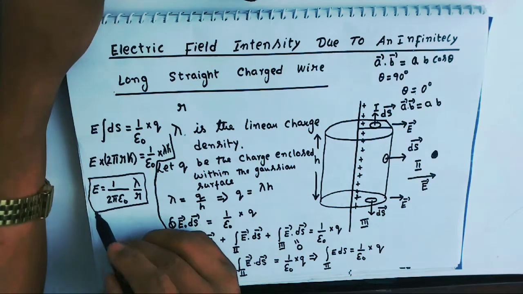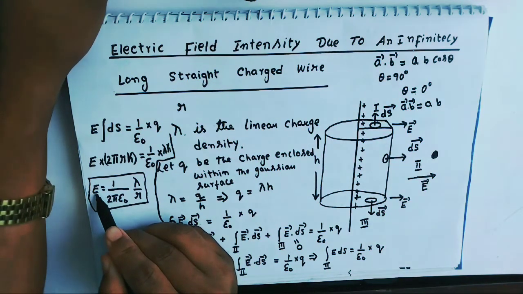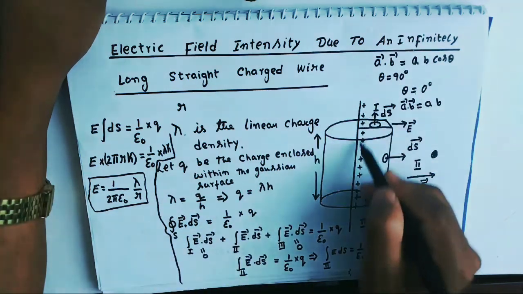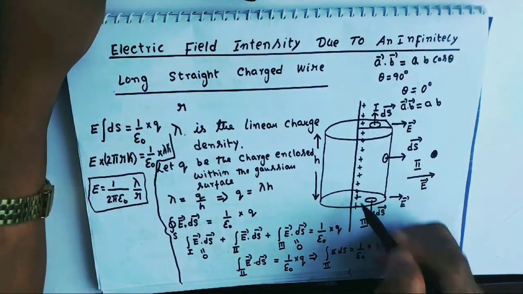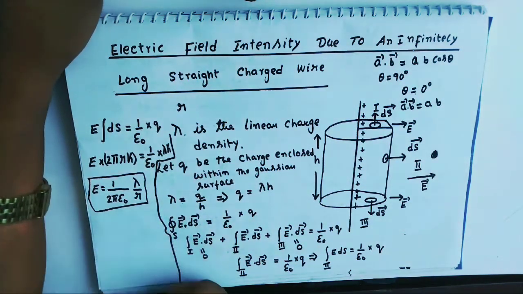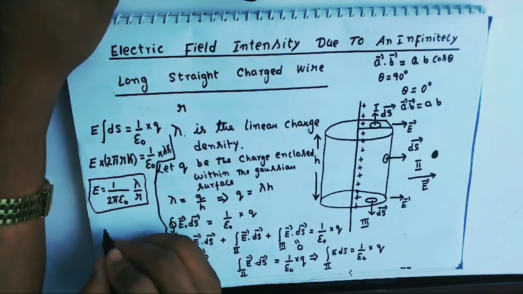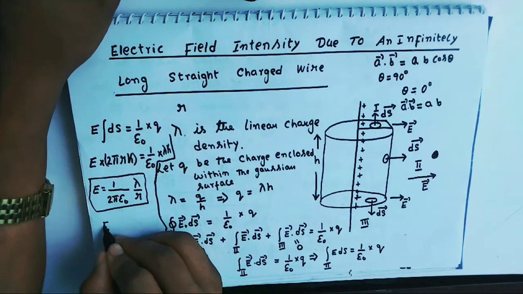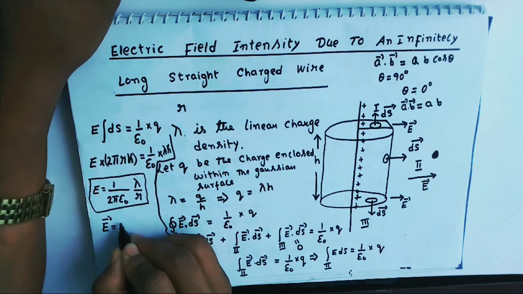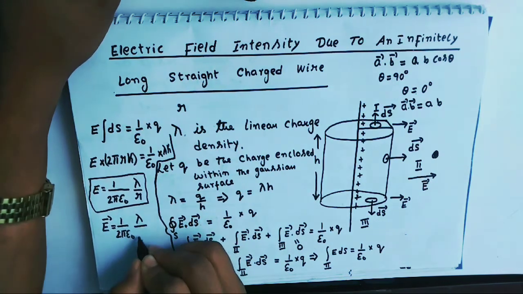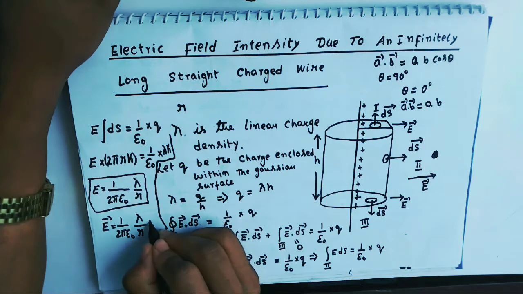So this is the magnitude of the electric field at any point which is at a distance r from this charge wire. If you want to express this in vector form, we can write E equals 1 by 2 pi epsilon naught times lambda divided by r, times r cap.